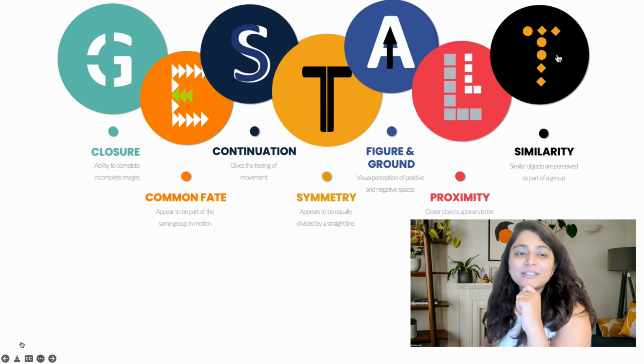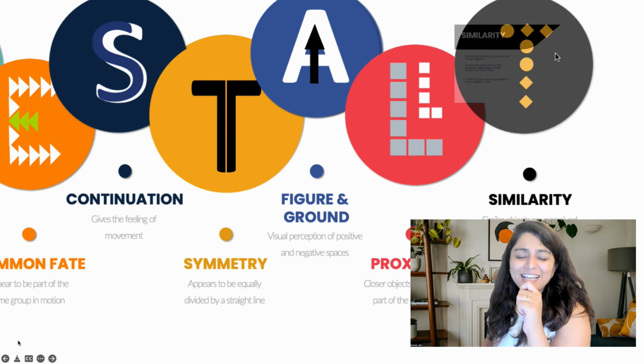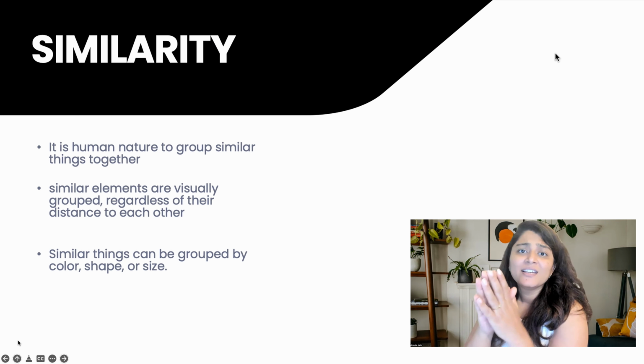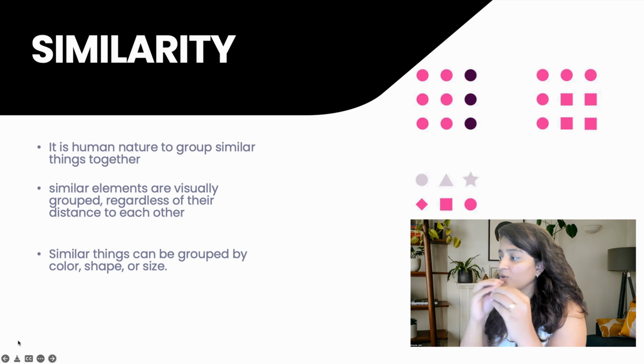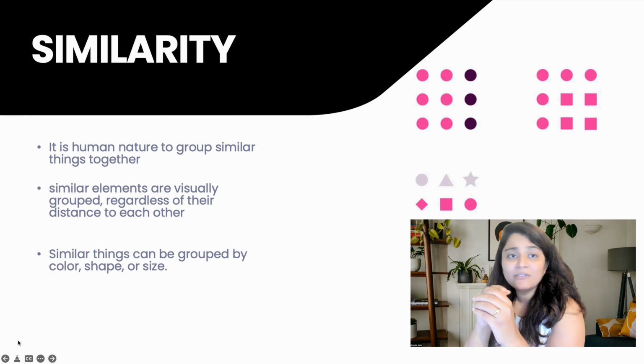The next principle is the principle of similarity, and this is a very easy one, right? Certain things that are of the same shape or look exactly alike are part of the same group. When you look at this particular image, you can easily say that the circles are together, the squares are together. You can easily make that out, even if they are in different colors or spaced out. That really doesn't matter.